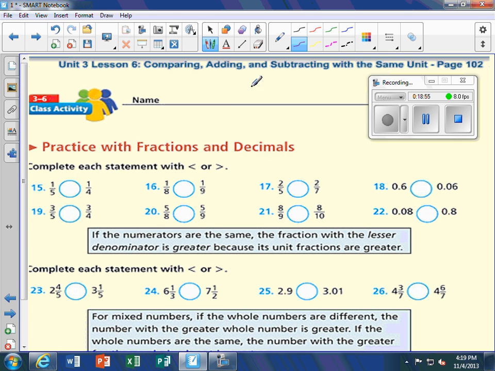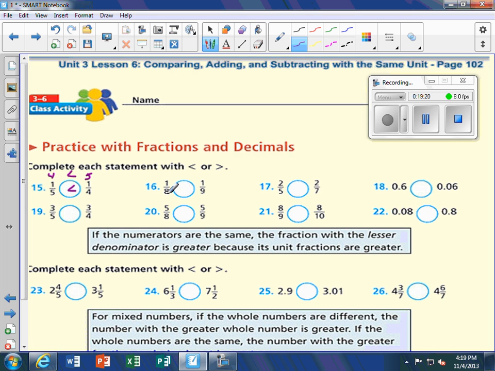Alright, so let's do a few more. This is page 102. Complete each statement with greater than, less than, or equal: 1/5, 1/4. Now remember, 5 would be greater than 4, but in fractions, the 4 is actually greater. And another way to do it is 5 times 1 is 5. 4 times 1 is 4, and 5 is greater than 4.